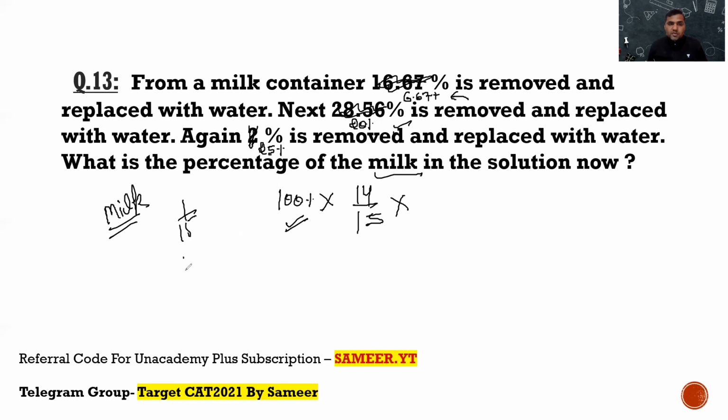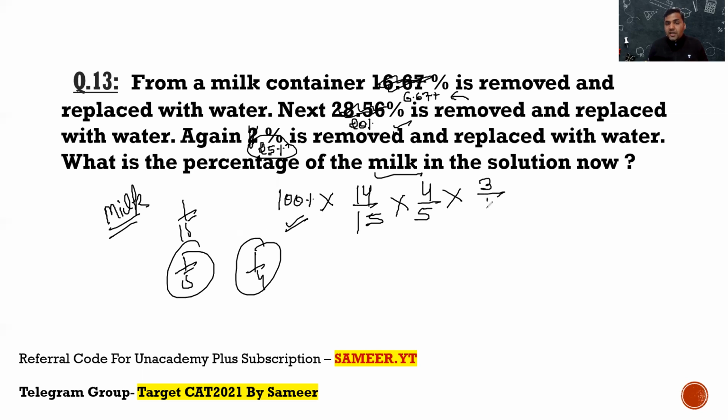Second case, you're removing 20%. That means you're removing 1 by 5 part of it. So you'll be left with 4 by 5 part of it. In the third case, you're removing 25%. So that means you're removing 1 by 4. So you will be left with 3 by 4 part of it, right? That's it. This is the answer. 4 and 4 will get cancelled. This will cancel it on 5. So you will be left with 14 by 25 of the 100% part. 14 by 25 is 56%. So finally, you'll be left with 56% of the solution.